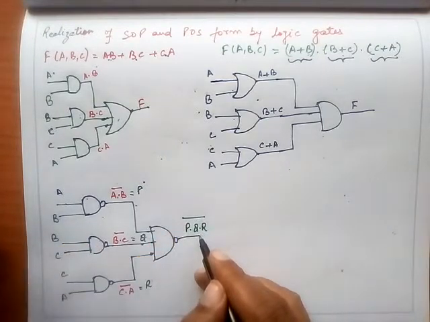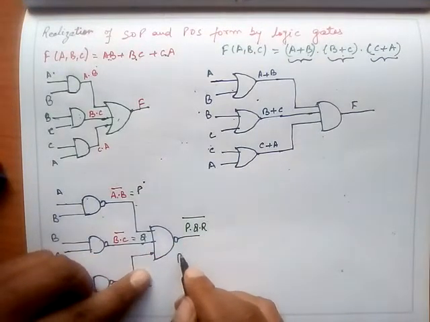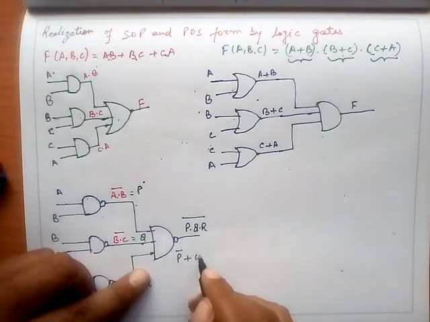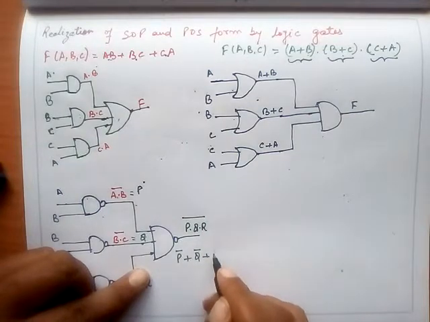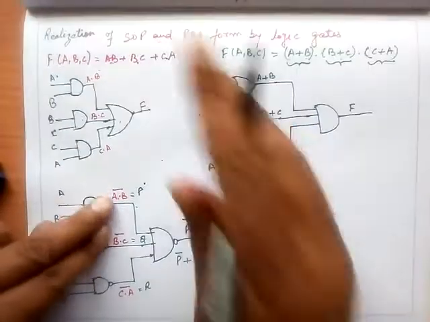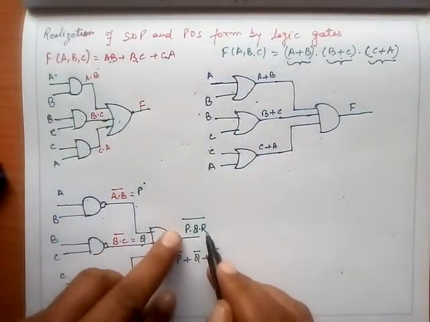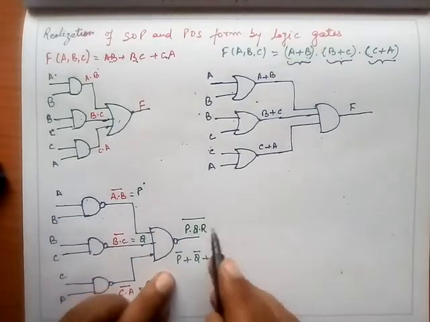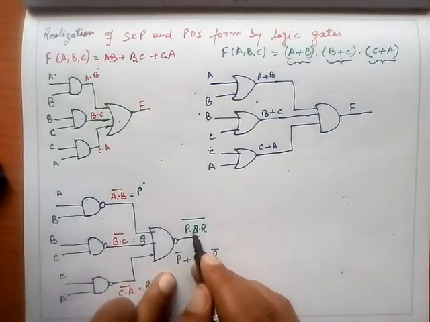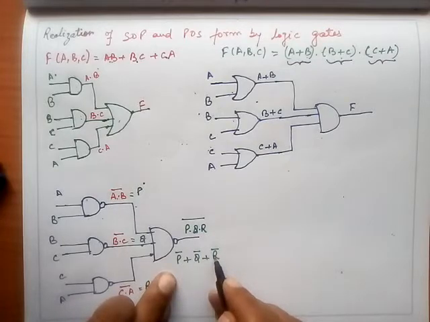Now I expand this by Boolean expression. This will be P bar plus Q bar plus R bar. I hope this is clear to you. I have expanded this by De Morgan's theorem: A plus B plus C whole bar is equal to A bar plus B bar plus C bar.